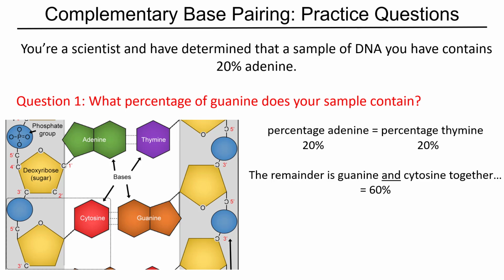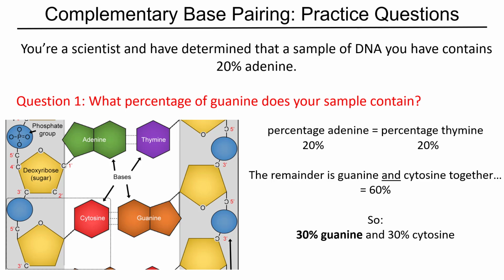If we know that guanine and cytosine together are 60%, well, look at the graphic. We also know that for every cytosine, there's going to be a guanine. So that 60% is half guanine and half cytosine. Half of that is going to be guanine, so we're going to have 30% guanine and 30% cytosine. And there's our answer. Our DNA sample contains 30% guanine.